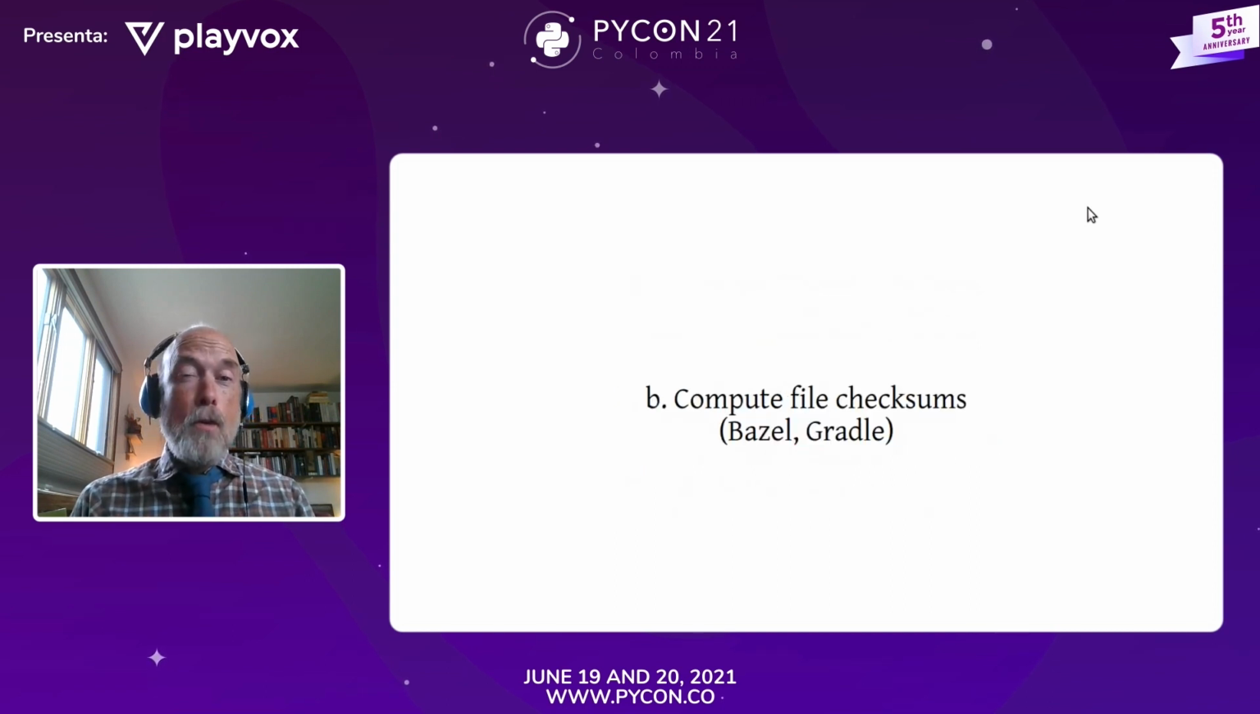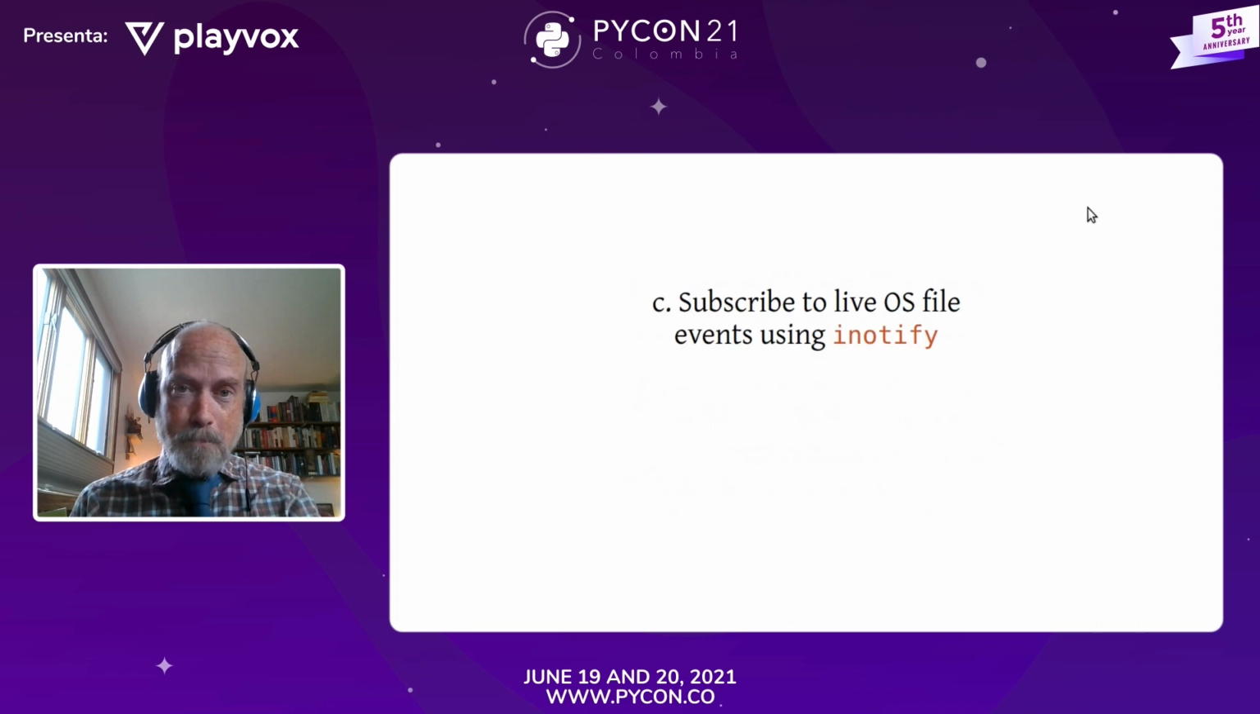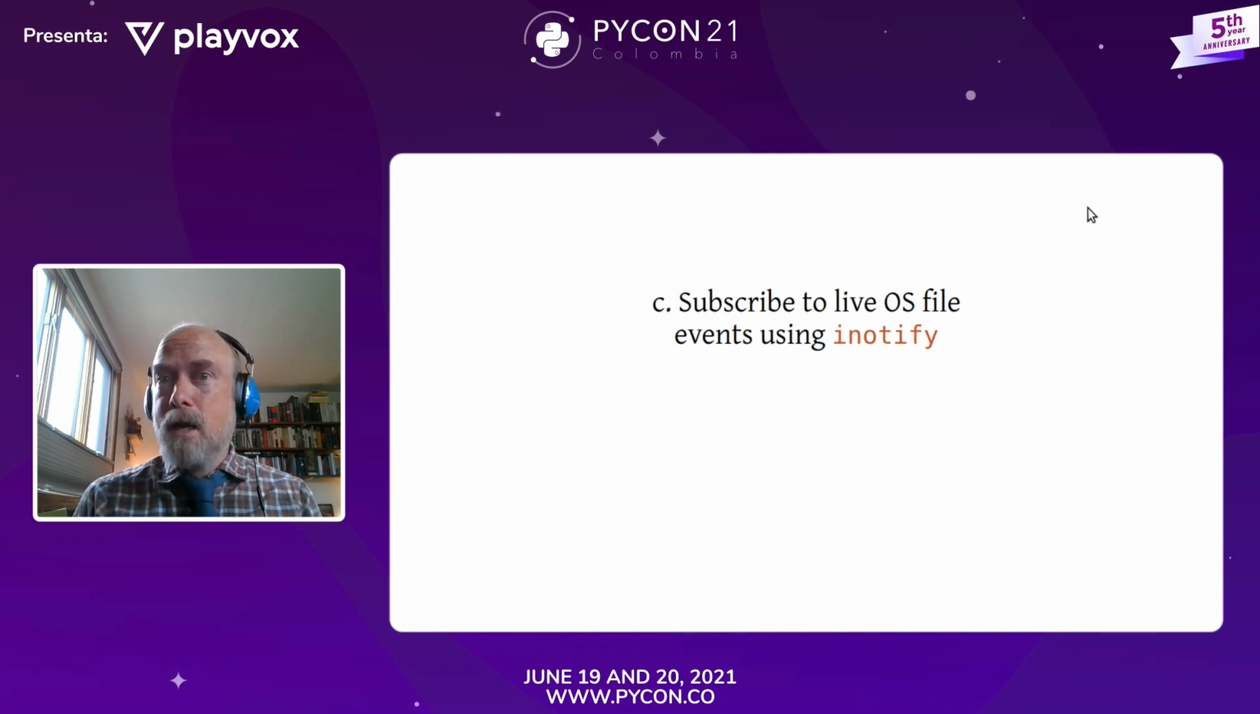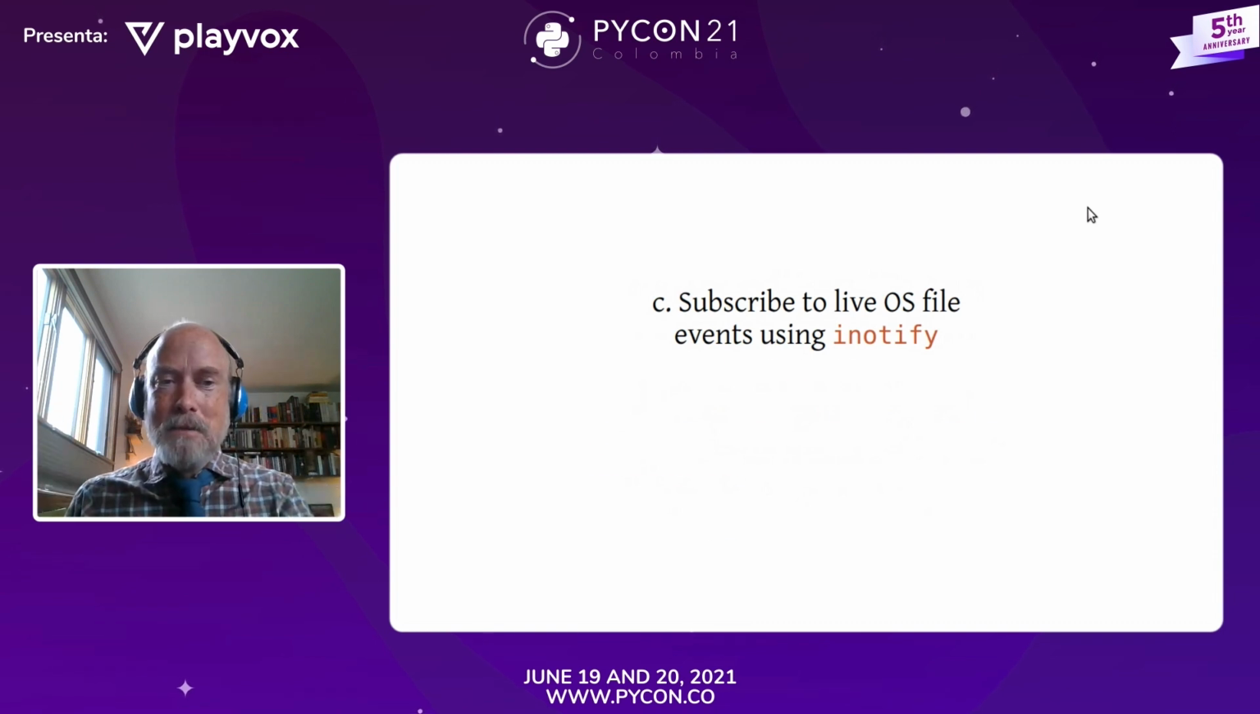You can also, if you want to be industrial strength, compute file checksums. If you want to know what kind of industrial strength guarantees are needed to build and deploy at Google or Facebook, take a look at Bazel and Gradle and how many features they offer that the original old Make tool lacked. Or you can subscribe to live OS file events using inotify. Instead of the build system being a command you run over and over, it can be a daemon waiting for the operating system to tell it a file has changed.